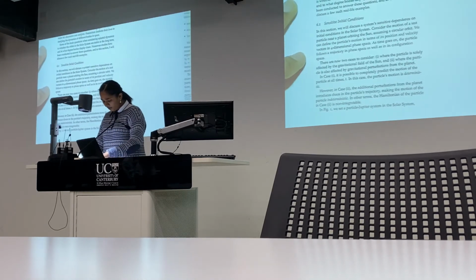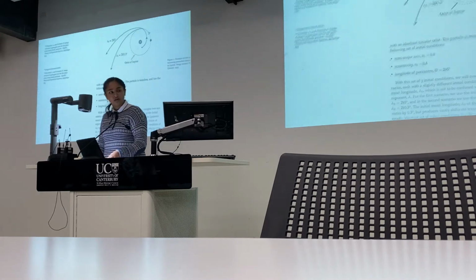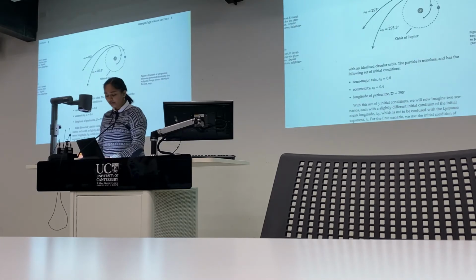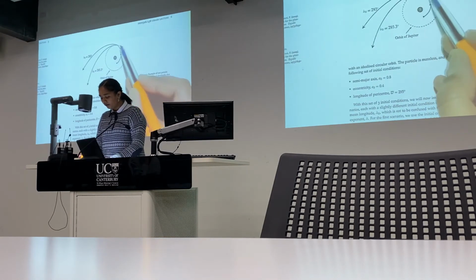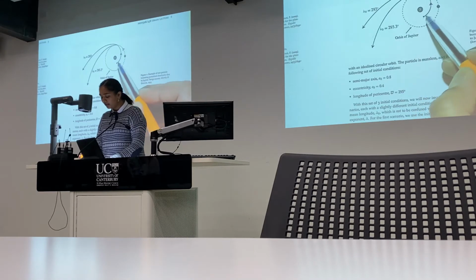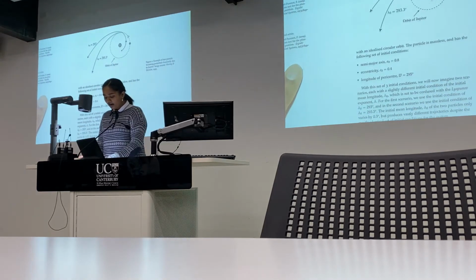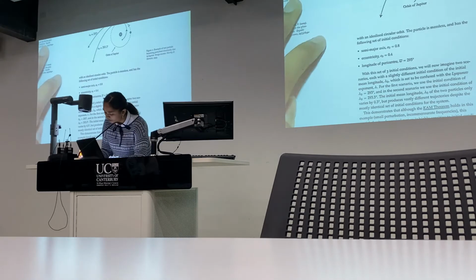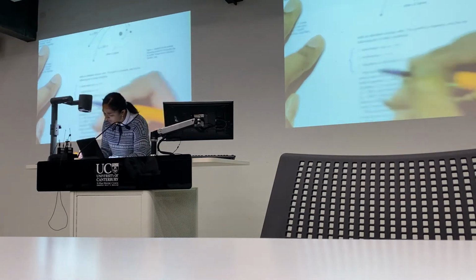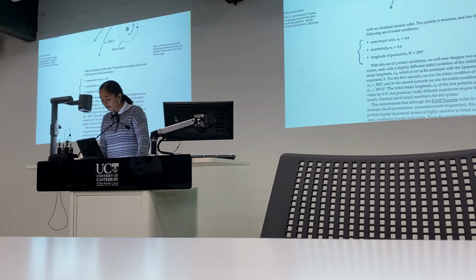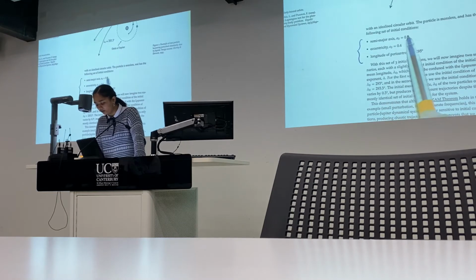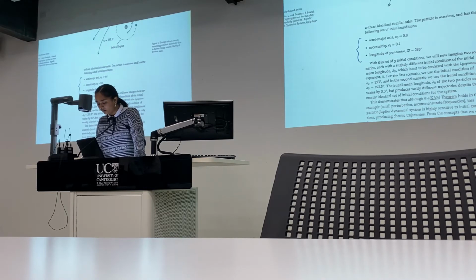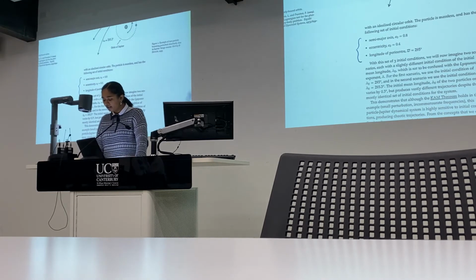Moving on to the second part of this example. So, same system, Sun, Jupiter in the idealized circular orbit and massless particle. Now we define a set of initial conditions. So this is a fixed set of initial conditions. So we have semi-major axis equal to 0.8, eccentricity equal to 0.4, and longitude of the perihelion omega bar equals 295 degrees. So these are fixed.